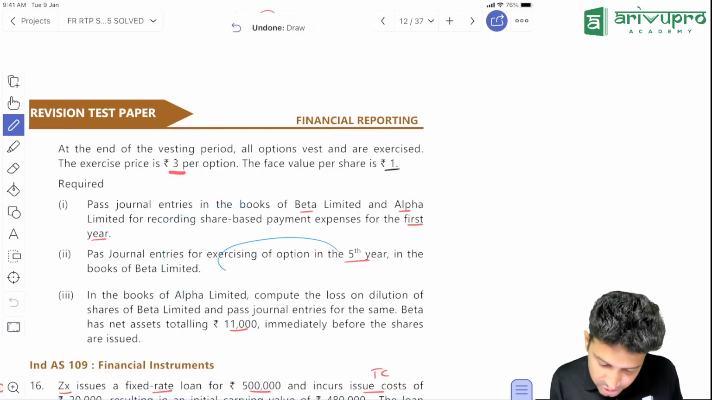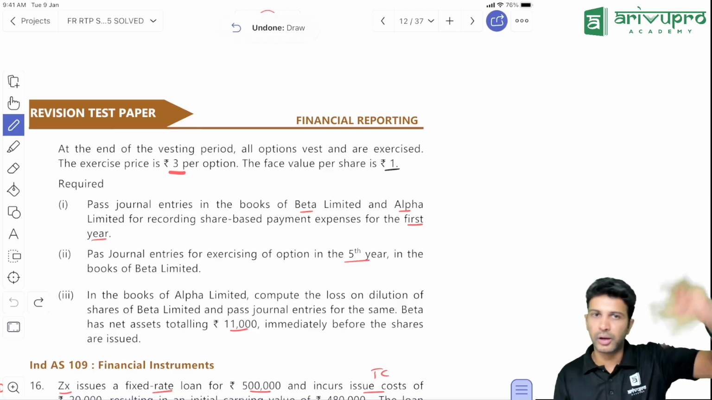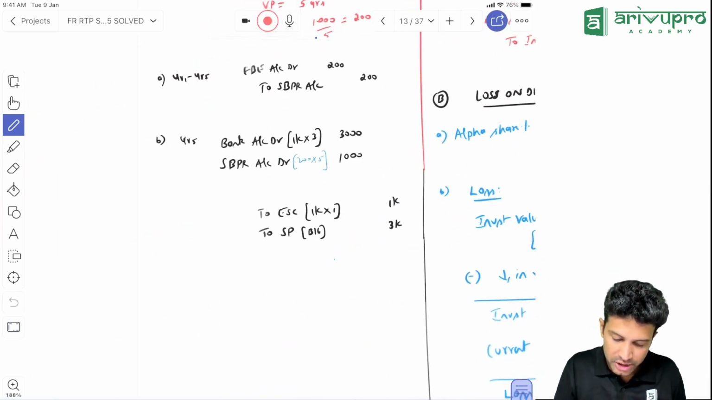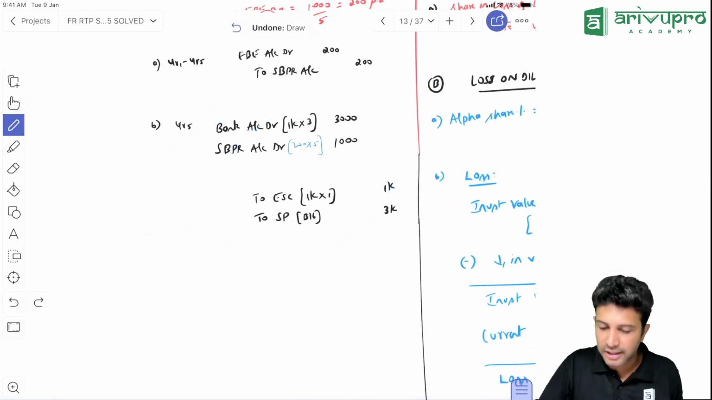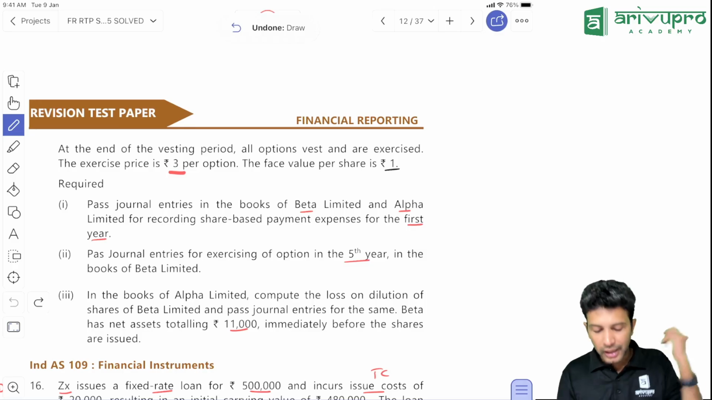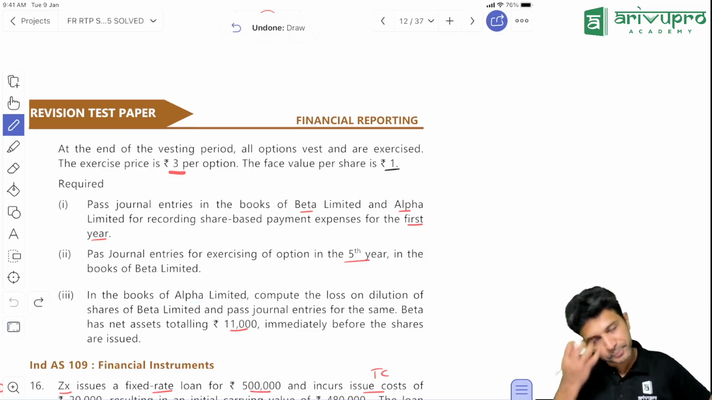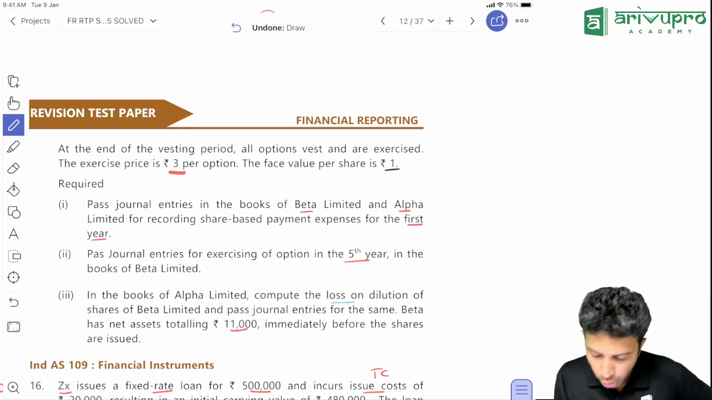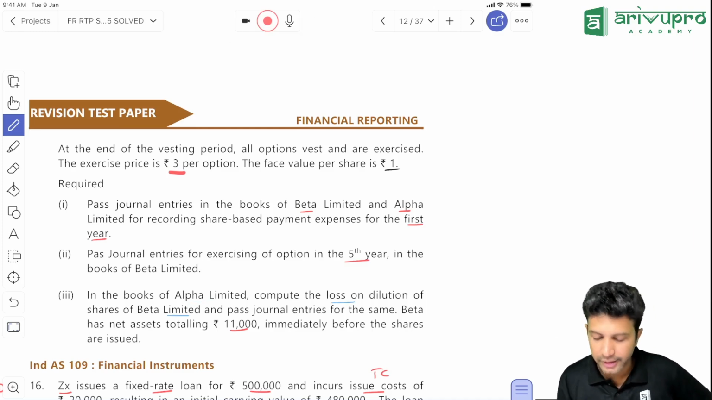The exercising journal entry we have also already passed: bank account debit, SBPR account debit, to equity share capital, to security premium. That exercise entry is also accounted. So these two requirements are done. Now the last requirement: in the books of Alpha, the investor, compute the loss on dilution of shares of Beta Limited and pass the journal entry for the same.